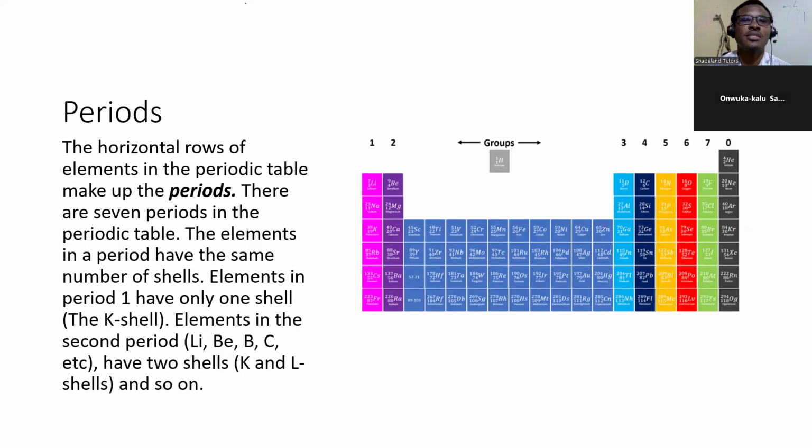So, periods. Now, the horizontal rows of elements in the periodic table make up the periods. The horizontal rows, that's moving from left to right, across like this, make up the periods. There are 7 periods in the periodic table. The elements in a period have the same number of shells. Now, take note of that. Key information: the elements in a period have the same number of shells.